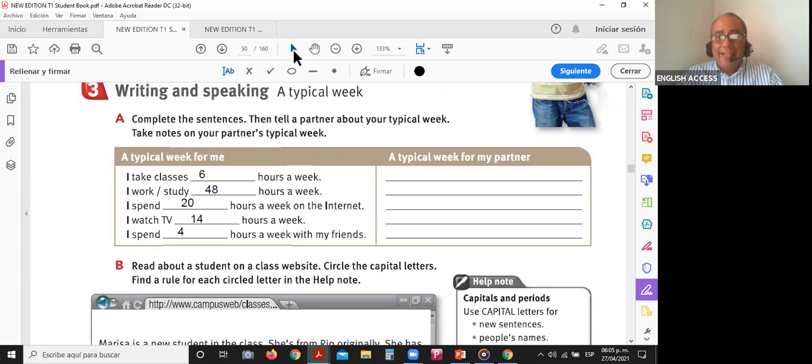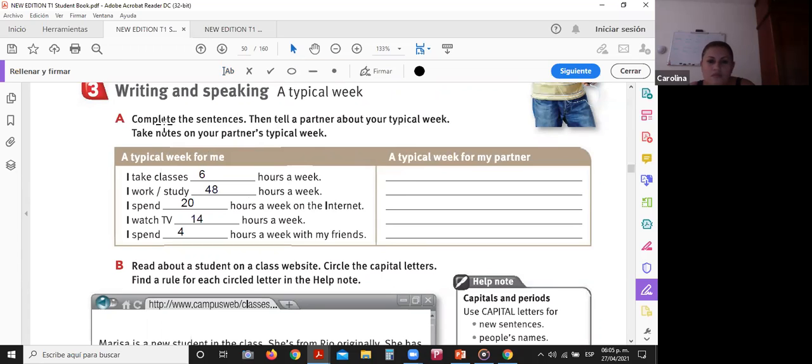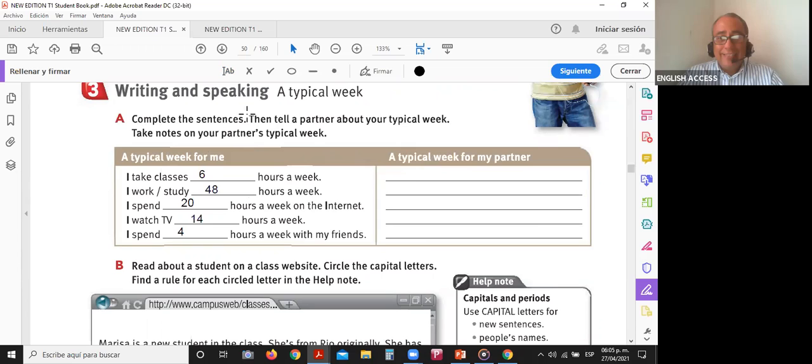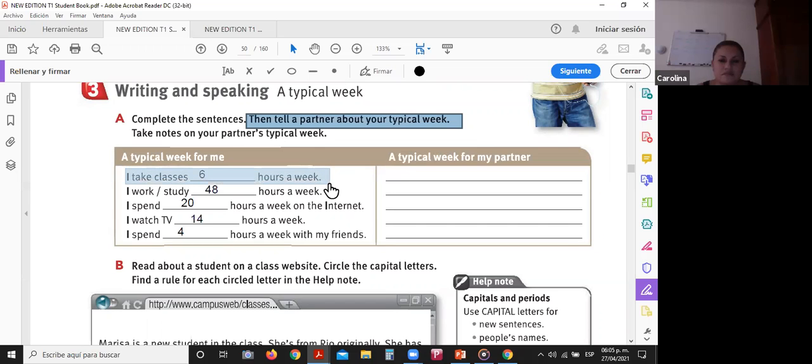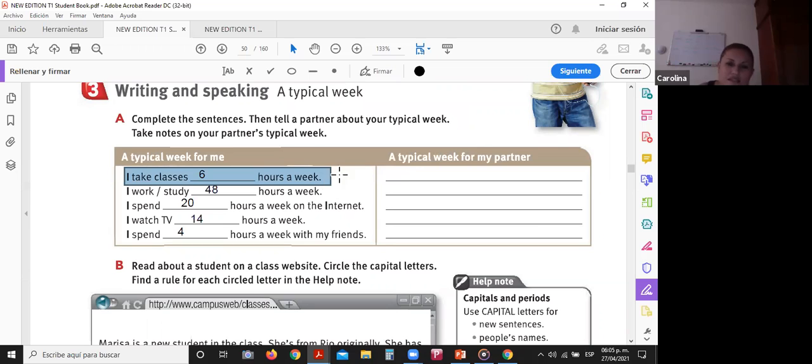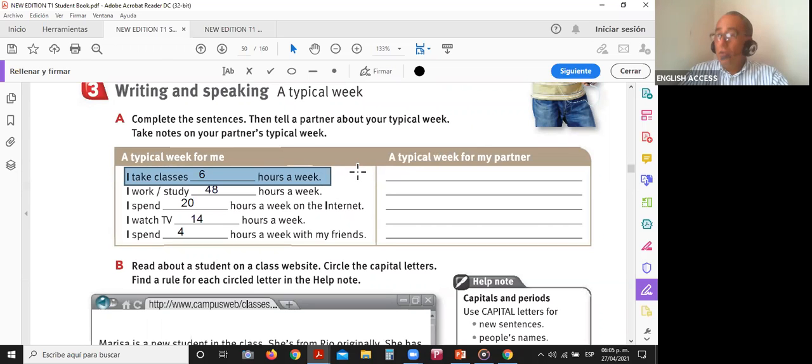The exercise says complete the sentences and then tell a partner about your typical week. For example, in my case, I'm going to tell you, oh, I take classes 6 hours a week. What about you, Carolina? I take classes 6 hours a week. Okay, the same. You say, what about you, Fatima, or what about you, Antonio?